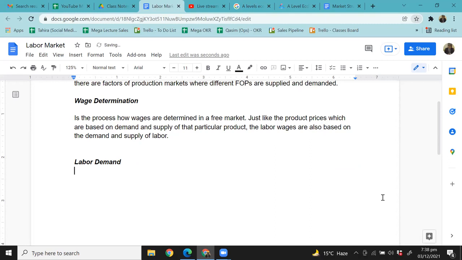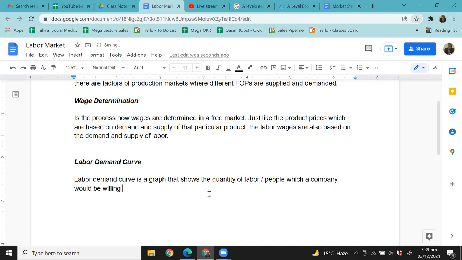Now we'll first write the definition of labor demand, or you could say the labor demand curve. What is the labor demand curve? The labor demand curve is a graph that shows the quantity of labor, or people, which a company would be willing to hire at different wage rates.